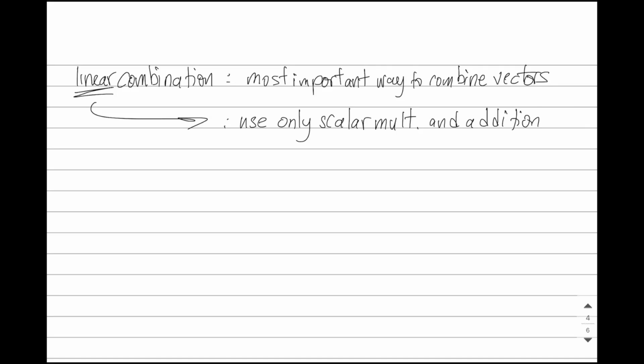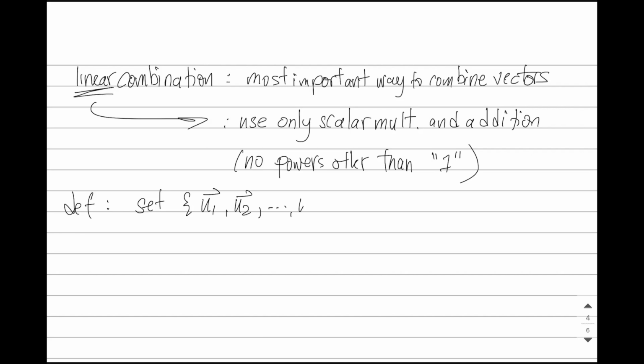We're going to introduce something called a linear combination. It is a way of combining vectors using only two operations, scalar multiplication and addition. Nothing else. No powers other than 1. The definition says if I have a set of vectors, u1, u2, all the way down to un, a linear combination of those vectors is some weighting of the first vector added to some weighting of the second vector, all the way down to some weighting of the last vector.